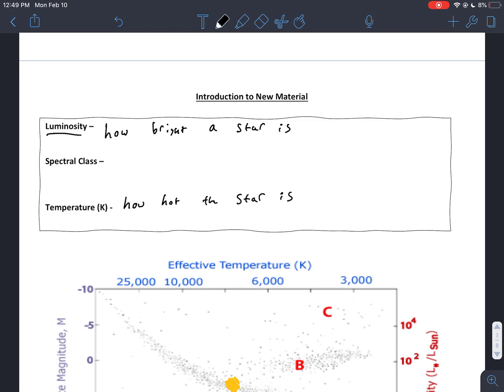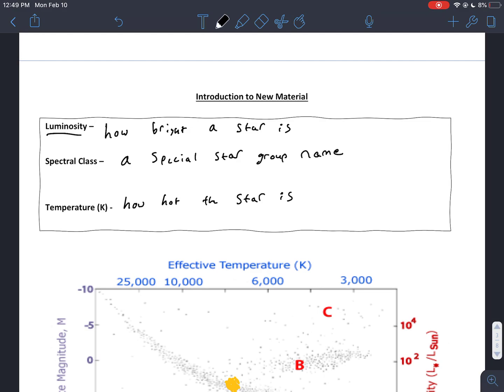So when scientists are ranking stars, they look at luminosity, how bright it is. They also look at temperature, how hot it is. Okay? Then depending on those 2 things, they break up these stars into special groups, and those are called spectral classes. So a spectral class is a special star group name.